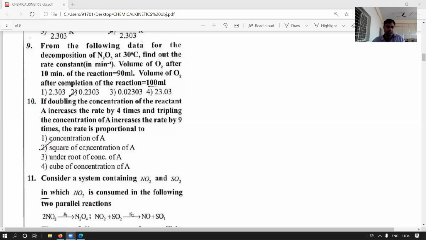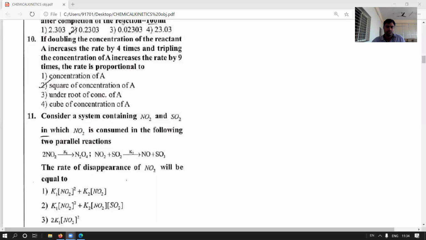Okay, let's see the 10th question. If doubling the concentration of reactant A increases the rate by 2 times, for example, rate R is directly proportional to the concentration of the reactant to the power n.